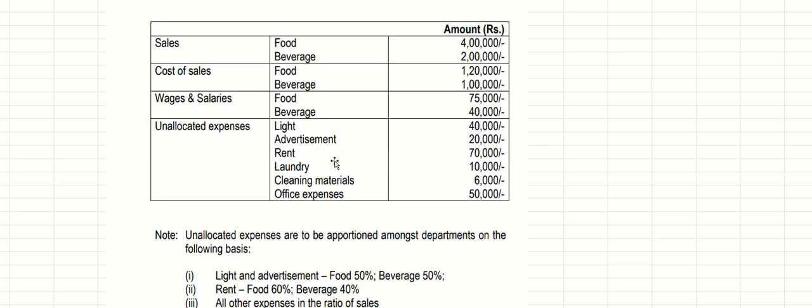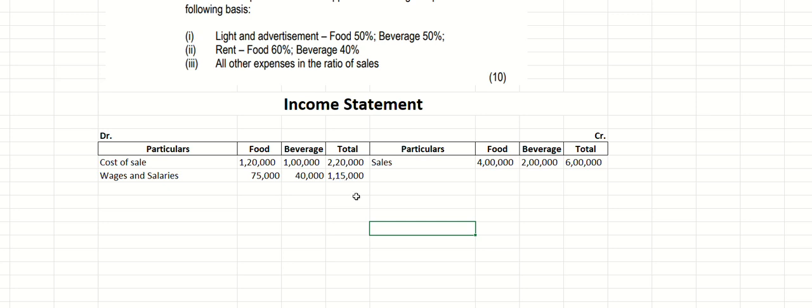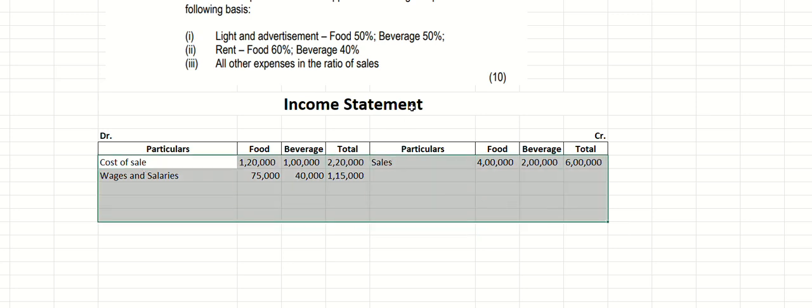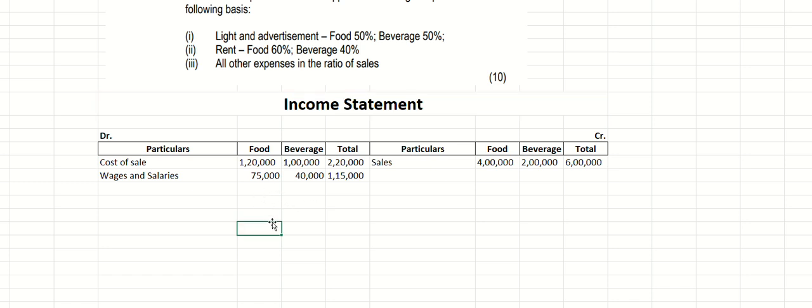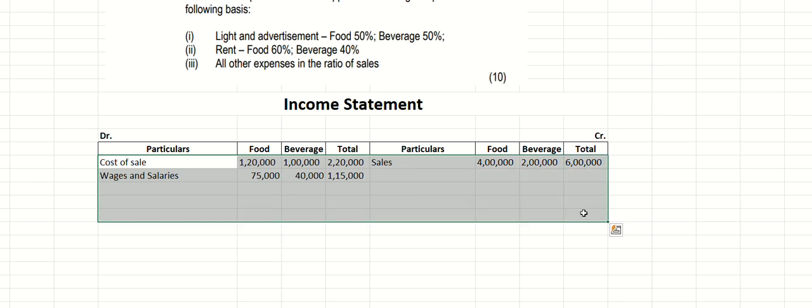Okay, we know all these expenses fall under indirect expenses. So we can close our first part of the profit and loss account, the income statement, here. Why? We have finished our trading account. If you remember, the trading profit and loss account falls under two different sections.